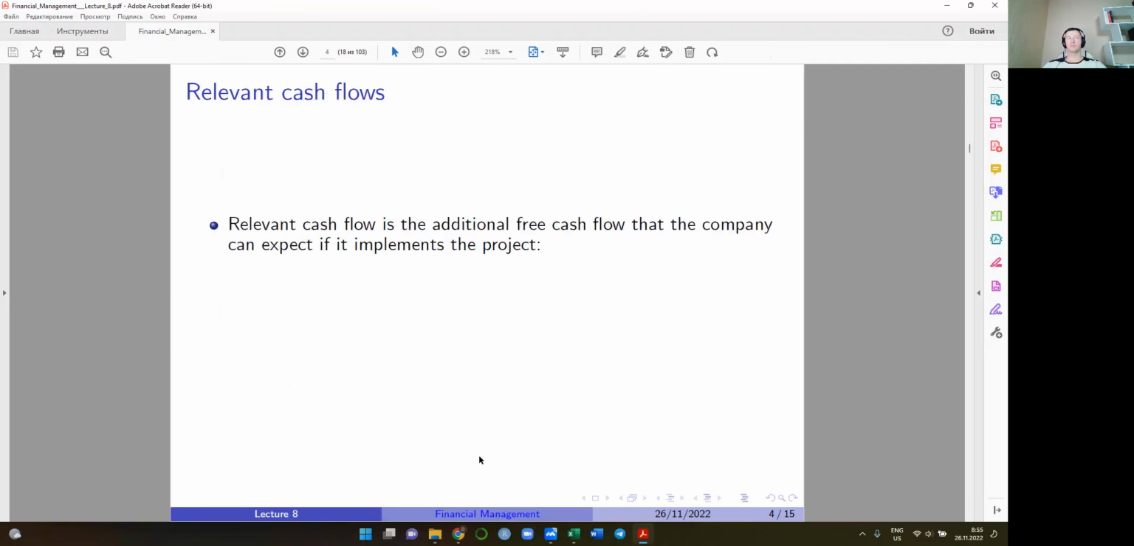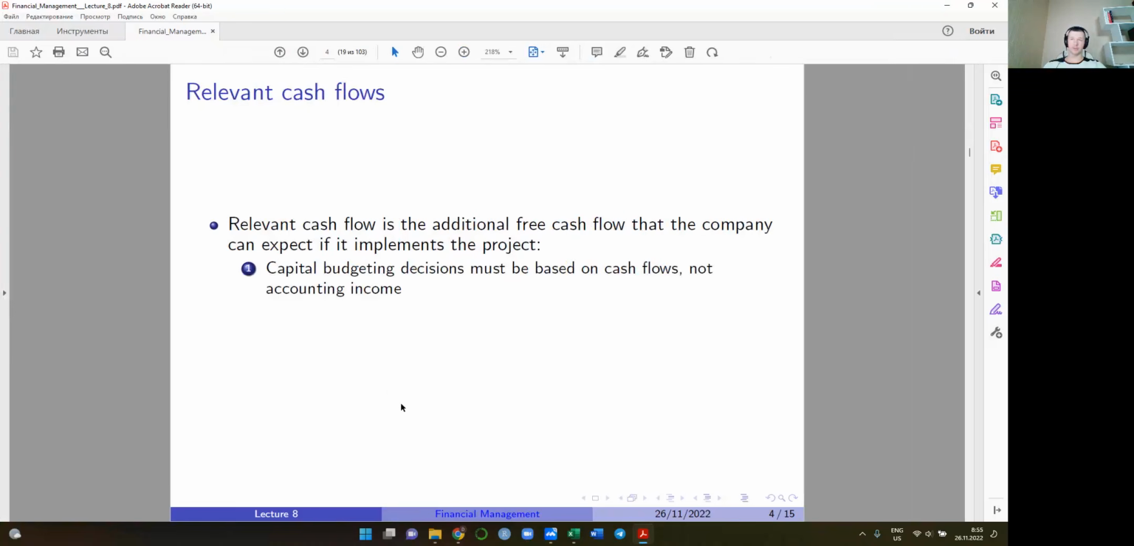Now, another important issue here is that we need to consider something that is called relevant cash flows. Relevant cash flow is the additional free cash flow that the company can expect if it implements the project. So the word relevant means that this cash flow is going to be induced by your decision. If you decide to implement a project, something would change, and this something must be taken into account while estimating cash flows.